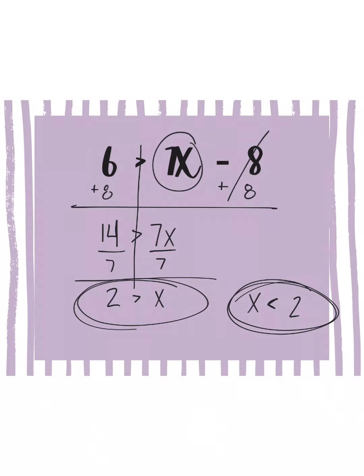So let's try something. Let's plug something in. In this case, I'll use 0. 7 times 0, of course, is 0. And 0 minus 8 is negative 8. And I know that 6 is a larger value than negative 8. So that tells me that I've done this correctly, or at least that I'm headed in the right direction.